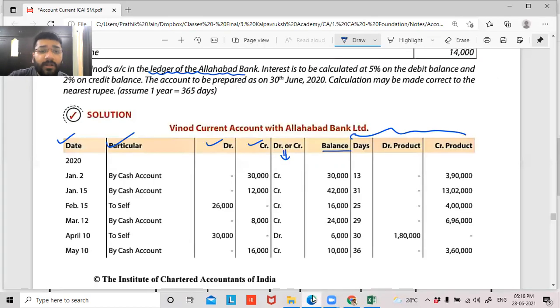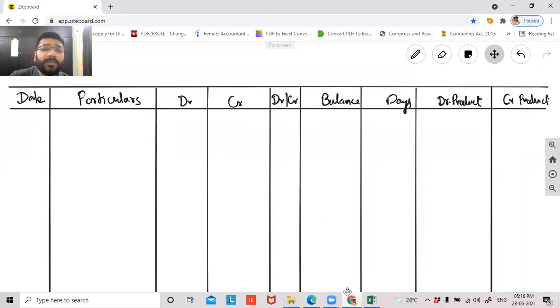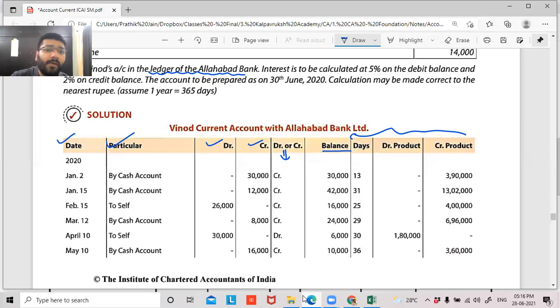So guys, who is rendering the account current statement to whom? Who is preparing this account current statement? Please tell me. The bank. Allahabad Bank? Can I say Allahabad Bank is preparing the account current statement for Vinod? So can I say the heading will be Vinod in account current with Allahabad Bank Limited?